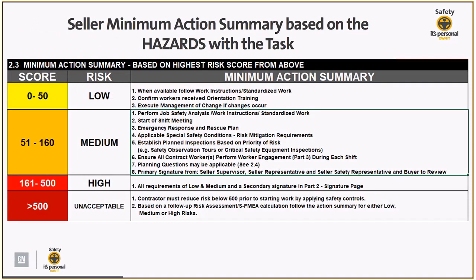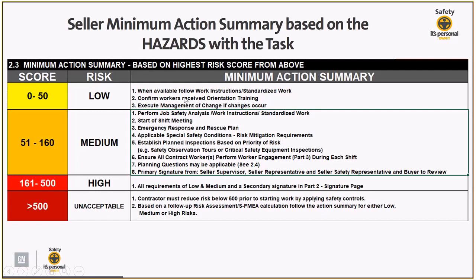All right, so let's take a look. This is just a brief snapshot of the seller's minimum action summary based on the hazards within the task. As you see here, low risk, once again, is 0 to 50. Medium risk is 51 to 160. High risk is 161 to 500. And unacceptable risk is above 500. Based on the risk level of the task they're doing, if you go over to the minimum action summary, it tells the contractor specifically what they have to do, right?